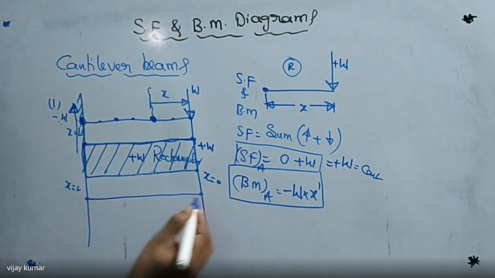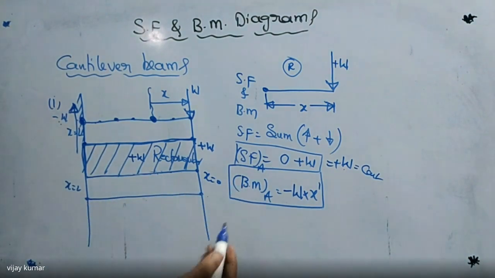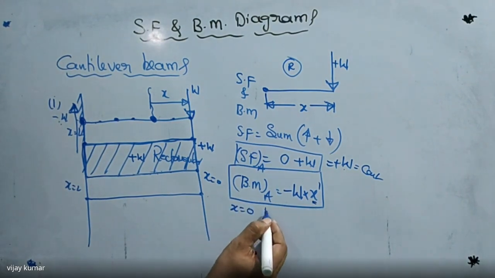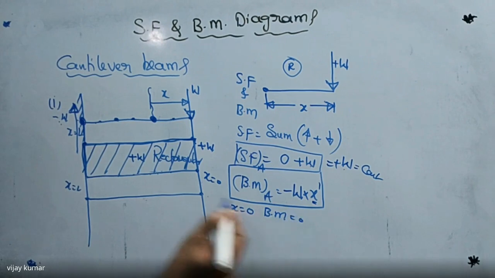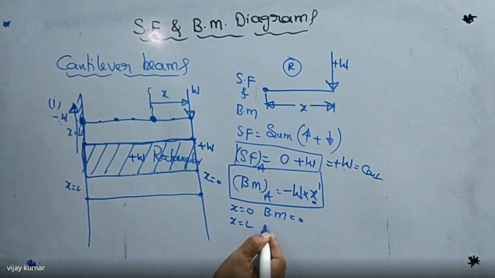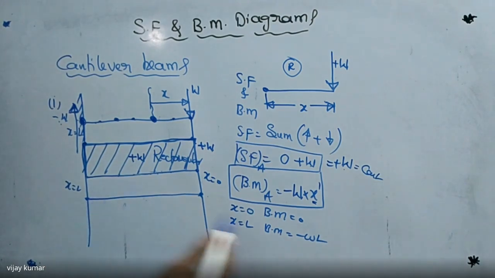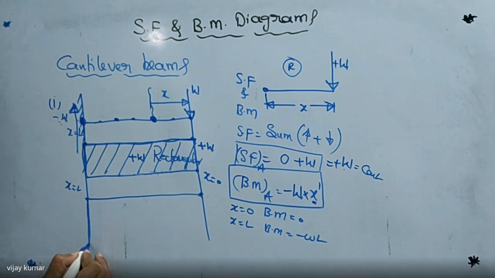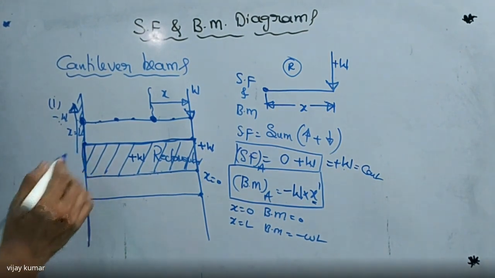So here x equal to 0. What is x equal to 0? I have already told you. If x equal to 0, the bending moment is also 0. But at x equal to L, the bending moment is equal to minus WL. Is it positive or negative? Negative. So this is downward. Negative means downward. This is minus WL. If it is positive, we can indicate upward.